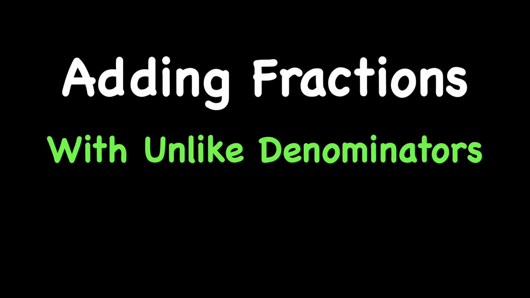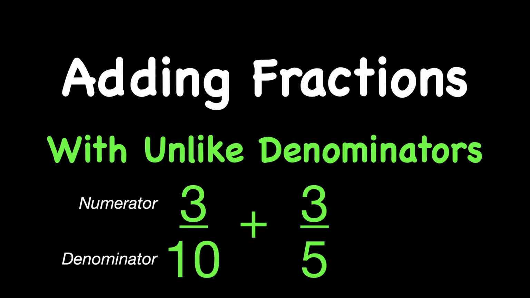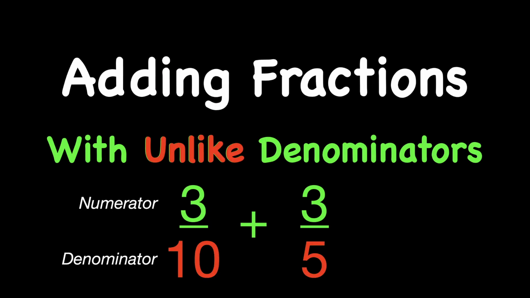All right, this lesson's on adding fractions with unlike denominators. For example, if you have 3/10 and 3/5, and you would like to add them for some reason, the top numbers are called numerators. The bottom is called the denominator. And notice that the 10 and the 5, which are our denominators, they're different numbers. They're not the same. And that's what is meant by unlike. So that's what we're going to be doing today.